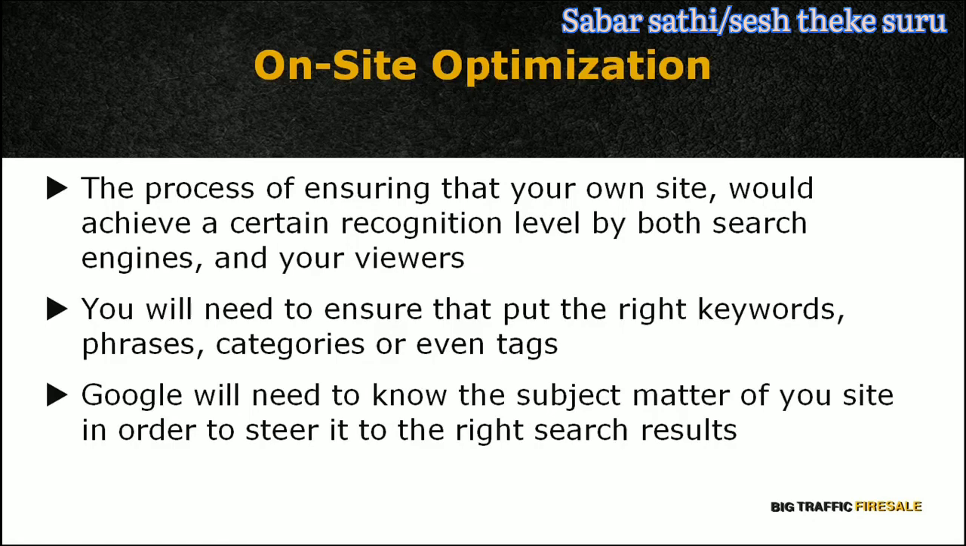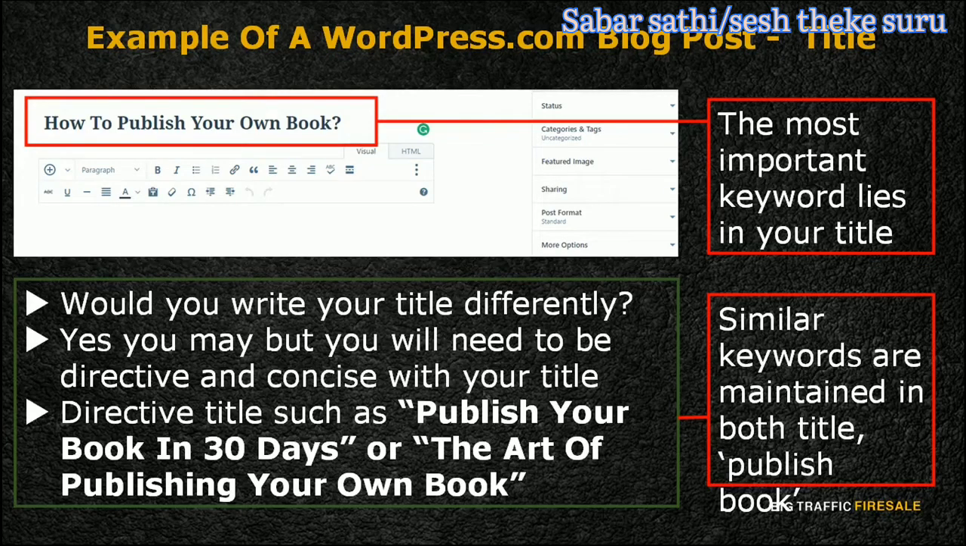How do you do that? You will need to ensure that you put the right keywords, phrases, categories, or even tags. Why? Well, Google will need to know the subject matter of your site in order to steer it to the right search results. I'll give you an example. Say you have a blog post in a common area known as the WordPress. In it, you have a post that talks about how to publish your own book.